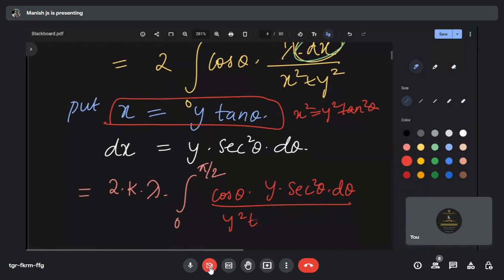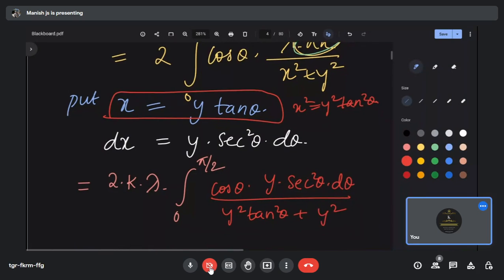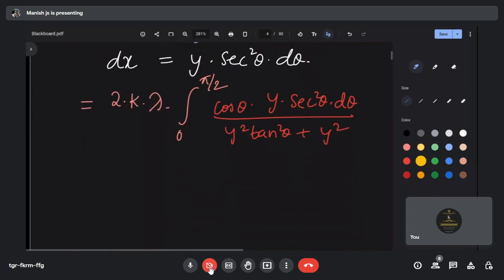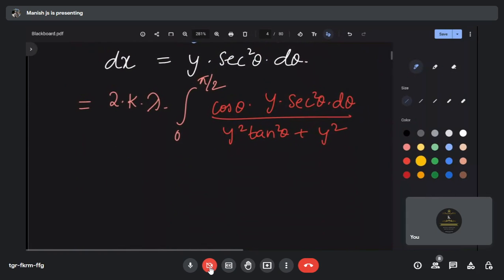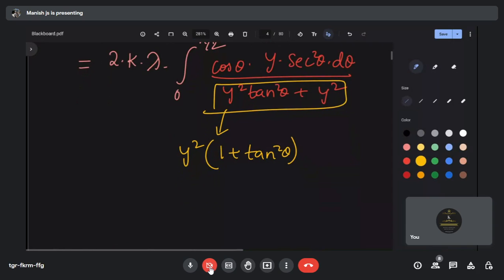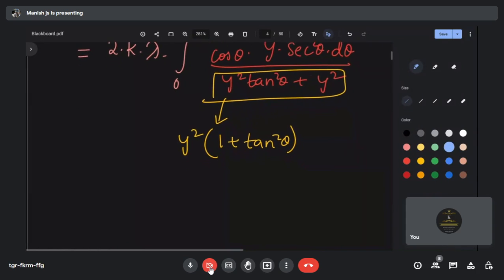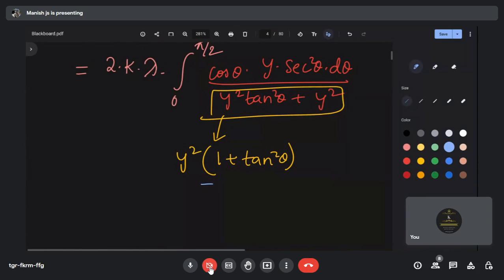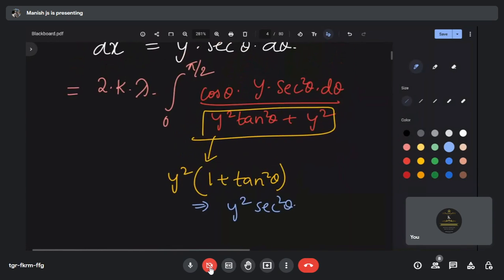In the place of x square I am substituting y square tan square theta. So y square tan square theta plus y square. What is common? y square is common. Open the brackets: y square into 1 plus tan square theta. What is 1 plus tan square theta? Trigonometric identity: secant square theta minus tan square theta is 1. So 1 plus tan square theta is secant square. Very good. So you can simply say this as y square secant square theta. We substitute that.